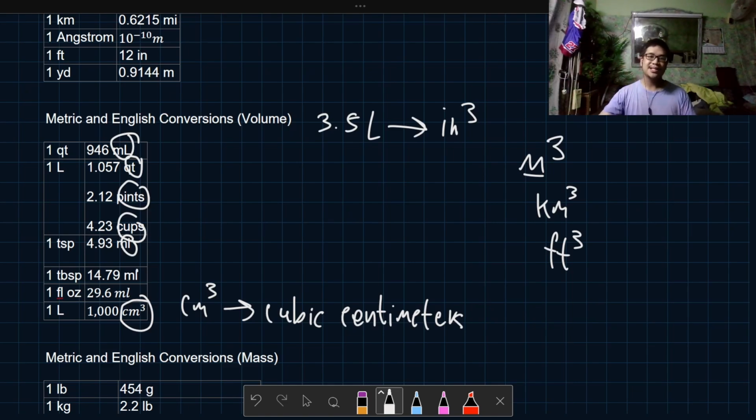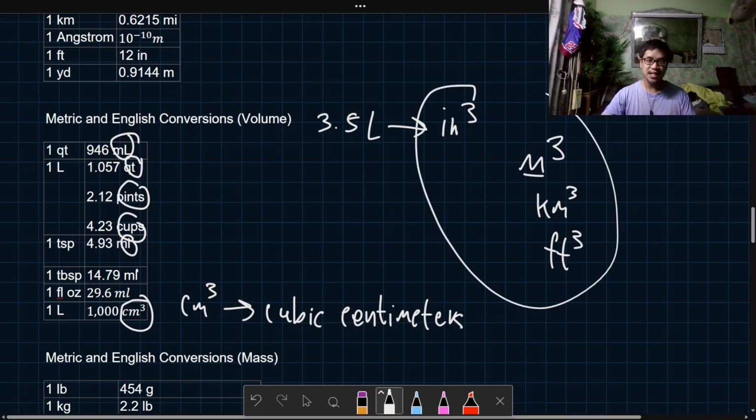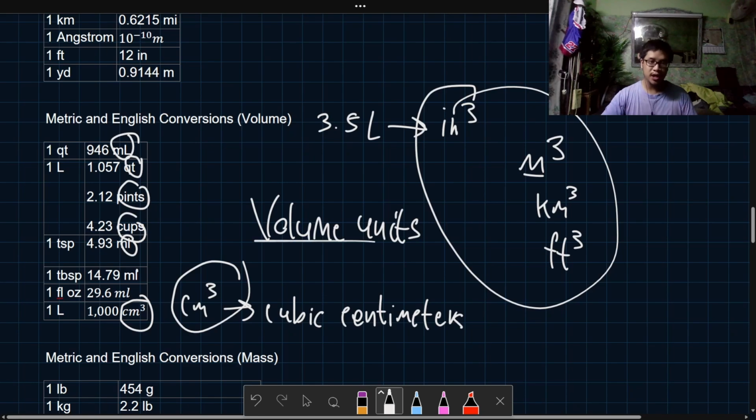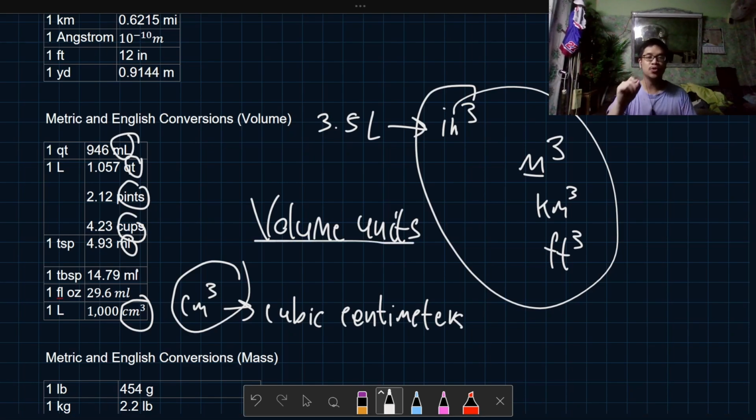So that means these things, especially this one, are volume units. Okay, they are again in volume units. If you recall your basic math, if you see a unit and there is an exponent of 3, it's a volume unit. Therefore, these are not length units, but volume units.